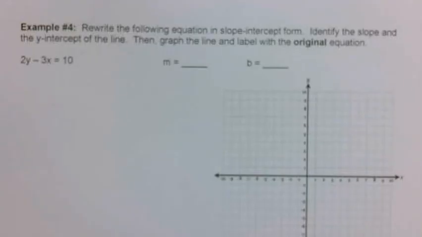In our next example, we're going to rewrite our equation in slope-intercept form first because that's going to help us identify the slope and the y-intercept. And then we're going to actually graph the line and we're going to label it with the original equation.